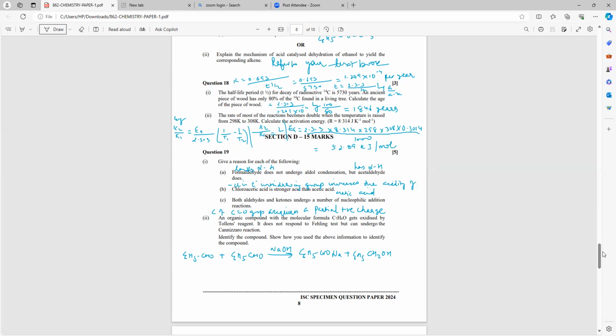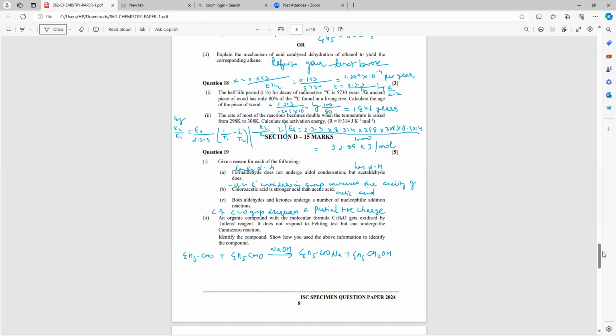Chloroacetic acid is stronger than acetic acid. Reason being that it contains chlorine, which is an electron withdrawing group, which increases the acidity of acetic acid. Hence, your chloroacetic acid is stronger than acetic acid.